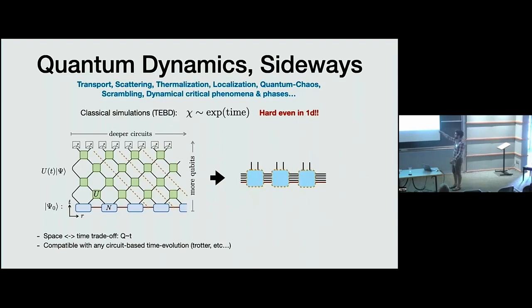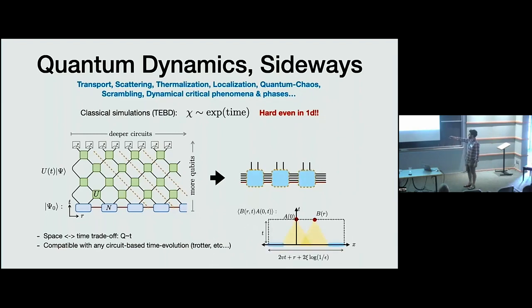Here the trade-off you're making is that the number of physical hardware qubits you need grows with the time of the circuit, but not with the size of the system. This is advantageous, for example, if you have a lot of correlations in your initial state, shown by these blue correlation regions. To measure a 2-point function after some time t, you may need much more than t qubits in the ordinary bottom to top way of running this circuit. Whereas sideways, you would only need order t qubits.